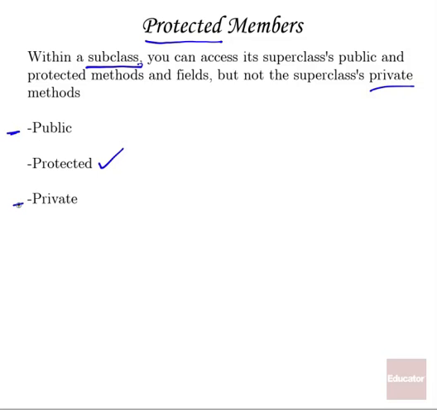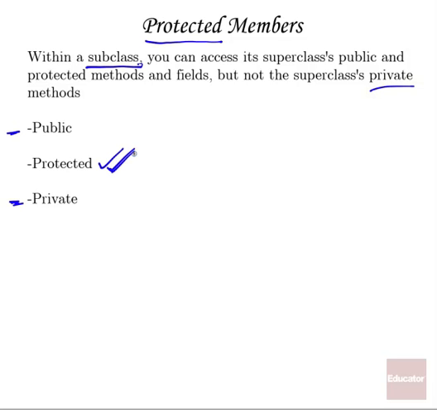If you have a public method in the superclass, that's accessible by all other classes, the subclasses that are extended from that superclass, and everything else. If it's private, that method can be accessed only by that class itself, only by that superclass. If it's protected, however, the method can be accessed by a subclass if that subclass is extended from the superclass. If it is an outside class, it can't access those protected methods.